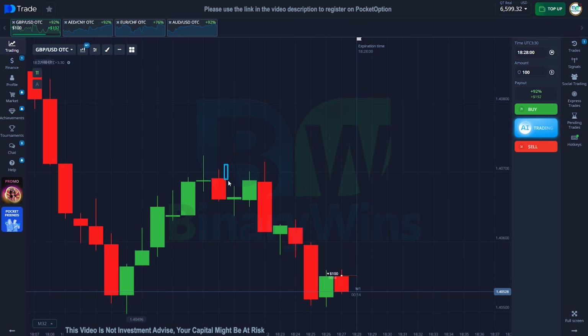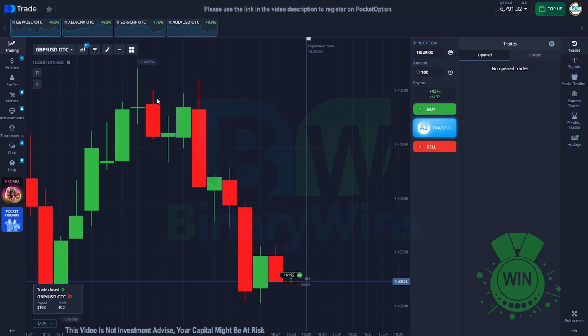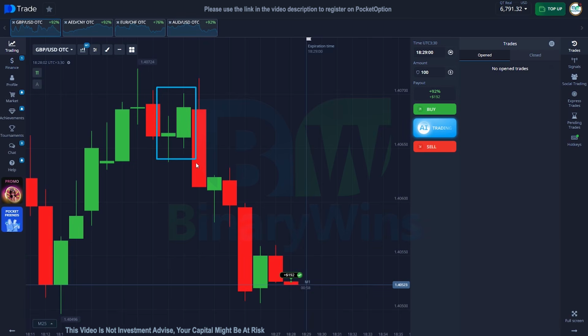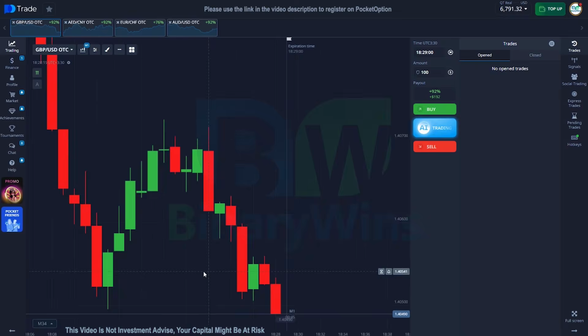Look, 1, 2, and each time the green candle is between the red candles. If we combine these two candles with candlestick math, it will become a green candlestick. So, I entered the lower trade using the powerful SCR pattern.